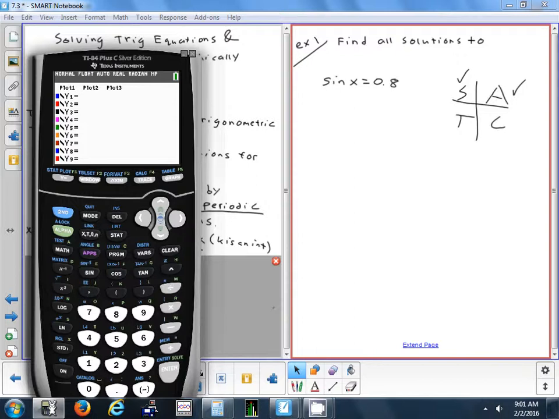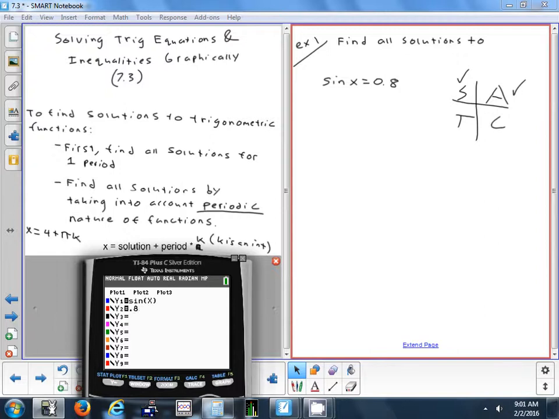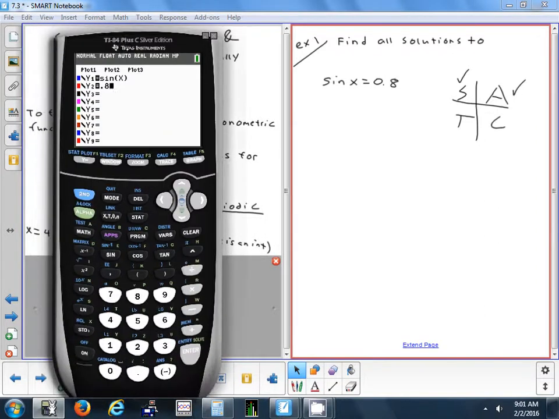All right, who can tell me how to solve that graphically? What do I have to do? Type sine x in y1 and 0.8 in y2. And now we want to focus on all solutions in one period. What's the period of sine? 2 pi. So I'm going to set my window so that it's exactly 1 period wide. I don't want to look at a window that's too big. I don't need to. Just find a window that's 1 period.